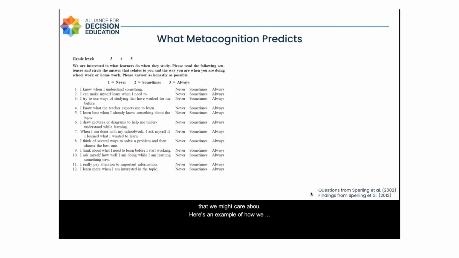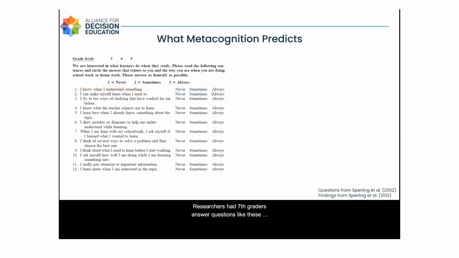Here's an example of how we can measure metacognition. In this example here, we can see a questionnaire that asks students to respond to statements about their learning. So for example, I know when I understand something. Students respond to each statement with never, sometimes, or always, and based on their answers, they get a score.